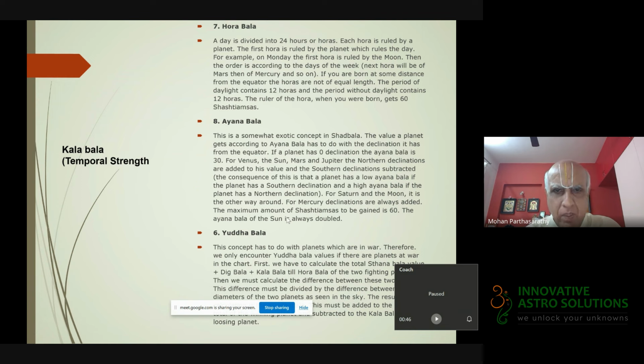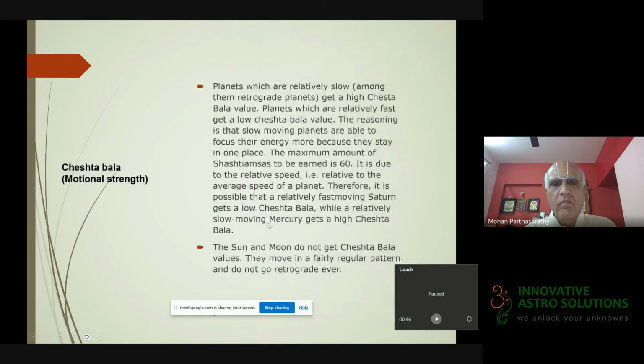Then Ayana Bala. Ayana Bala has to do with the declination a planet has from the equator. If a planet has zero declination, Ayana Bala is 30. For Venus, Sun, Mars, and Jupiter, the northern declinations are added to the value, and the southern declinations are subtracted from the value. For Saturn and Moon, it is the other way around. And for Mercury, declinations are always added. The maximum amount of Shashtiyamsas that can be gained is 60. The Ayanabala of the Sun is always doubled. That is a rule.